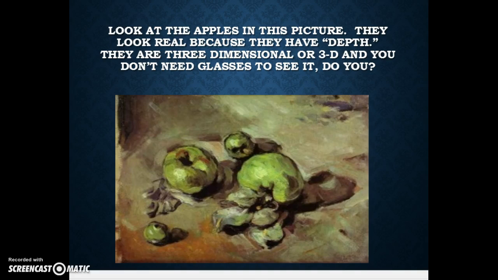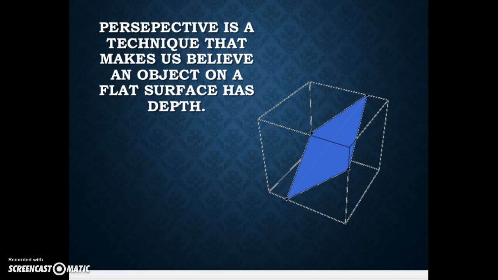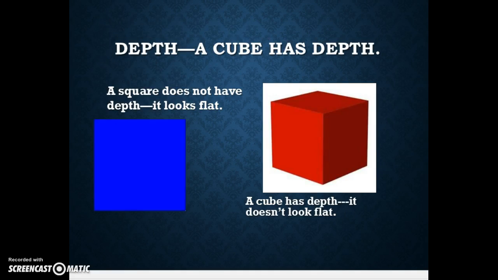Look at the apples in this picture. They look real because they have depth. They are three-dimensional, or 3D, and you don't need glasses to see it, do you? Perspective is a technique that makes us believe an object on a flat surface has depth. A cube can have depth. A square does not have depth. It looks flat. A cube has depth. It doesn't look flat.